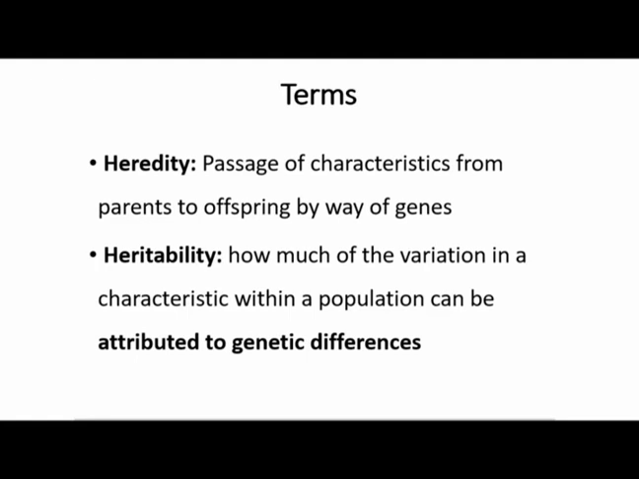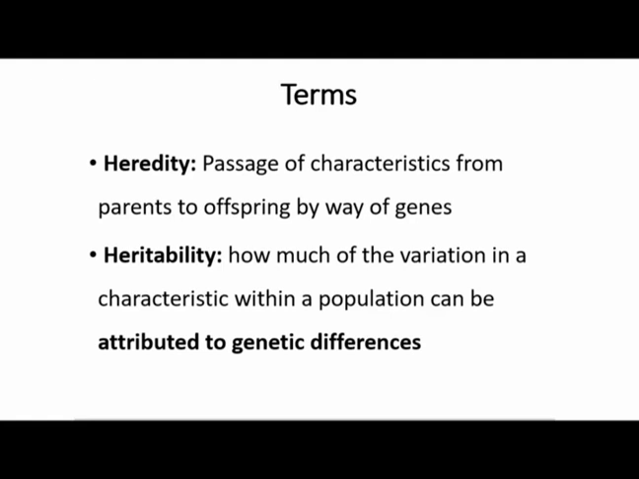The first of these terms is heredity. And heredity is just the passage of characteristics from parent to offspring by way of genes. It's a fancy way of saying inheritance, or specifically biological inheritance. So this is the idea that you inherit genetic material from your parents. So when we're talking about that inheritance, we're talking about heredity.